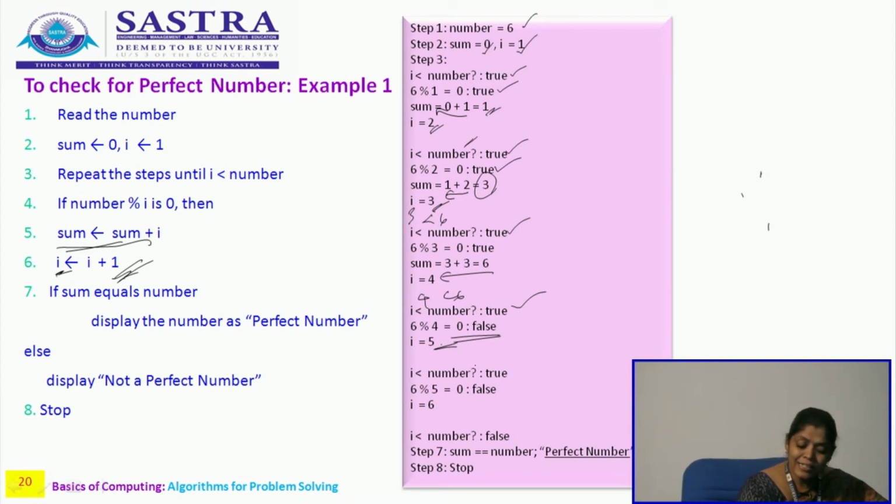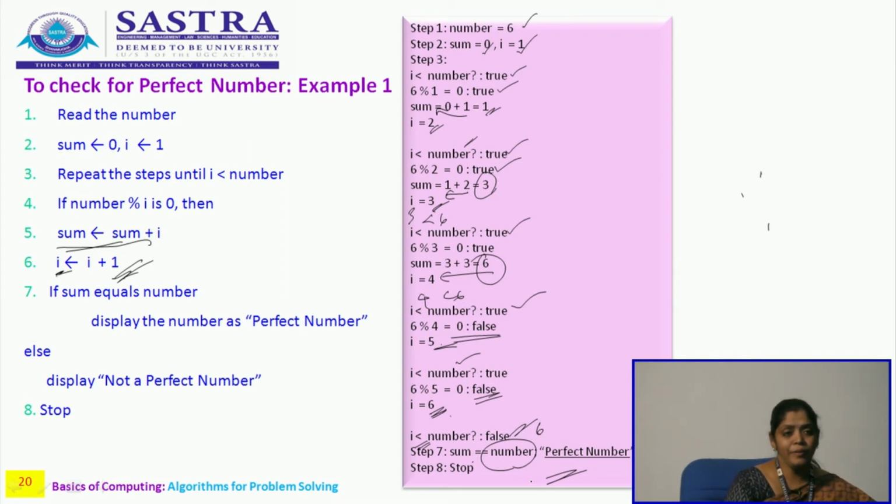And then I is less than number. 5 is less than 6, so it is true. Once you are entering into the loop, 6 mod 5 does not give you 0, so the condition is false. Then you increment your I value, but I is not less than number, so the condition fails. When you come out of the loop, the sum you have calculated is 6 and the original number is also 6. Both are equal, so you display it as a perfect number.